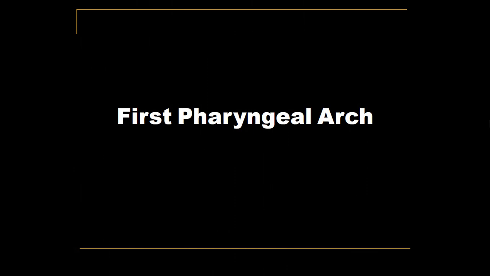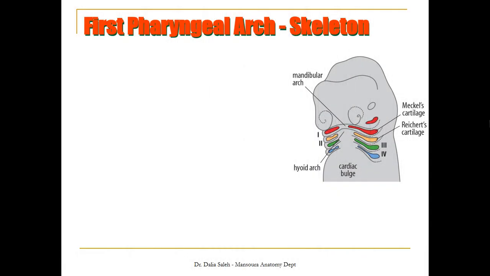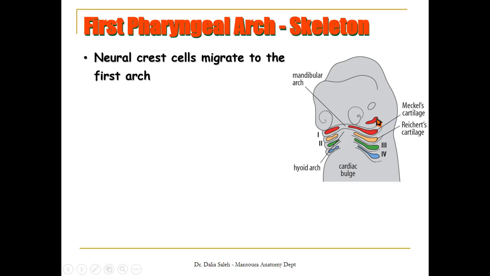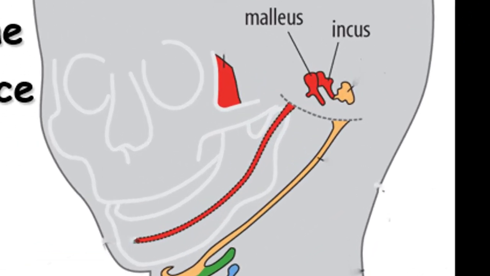Let's start with the first pharyngeal arch. The skeletal components of the first pharyngeal arch are derived from the neural crest cells that migrate. Remember that we have two prominences here, the maxillary prominence and the mandibular prominence. They will give us the bones of the face, like the maxilla and the zygomatic bone, and also the temporal bone. Also, it will give rise to the incus and malleus in the middle ear. These are the small bones that lie inside the middle ear. The anterior ligament of malleus, the sphenomandibular ligaments, and of course the mandible.